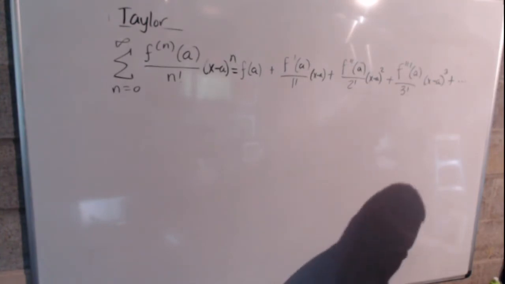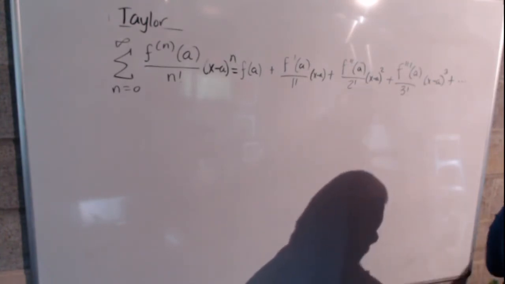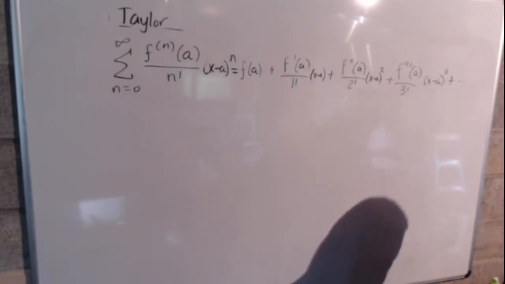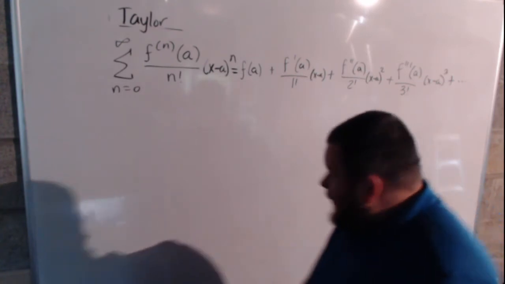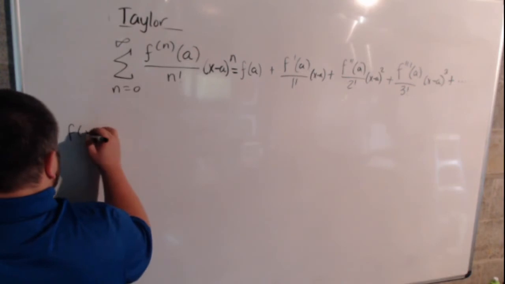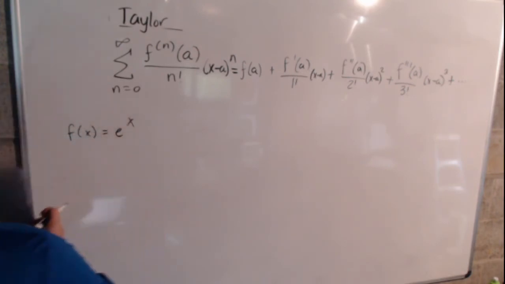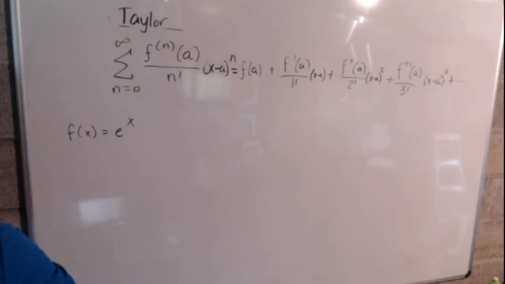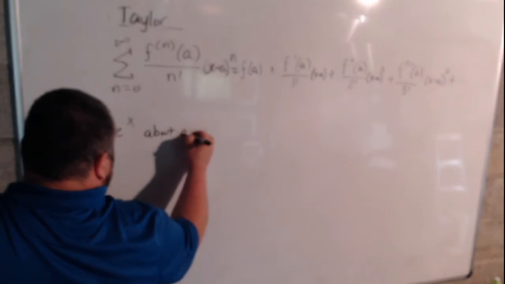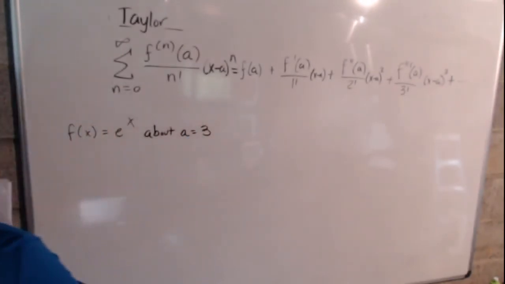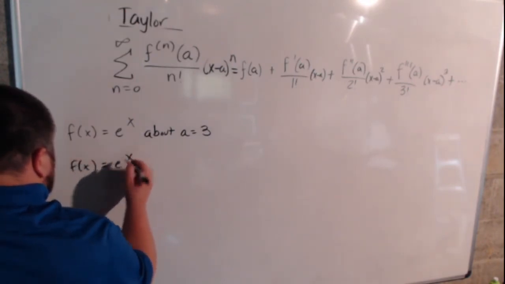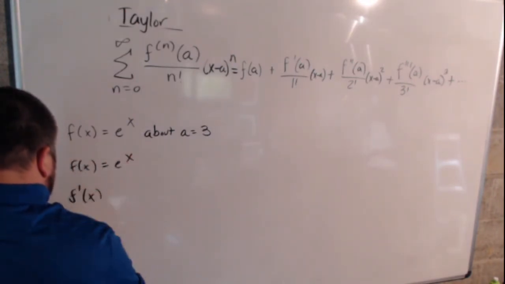Alright, so let's try a Taylor series now. Same process, it's just when we plug in, we're plugging in a now instead of 0. So this first one's going to be simple. It's just going to ask us to do the Taylor series for e to the x about a equal 3. So f of x is e to the x. Let's find all its derivatives.